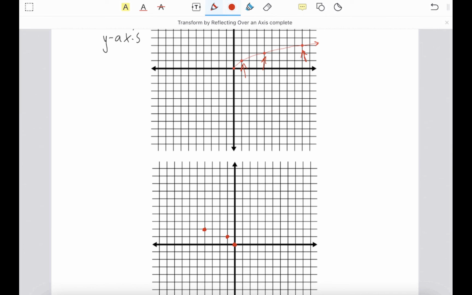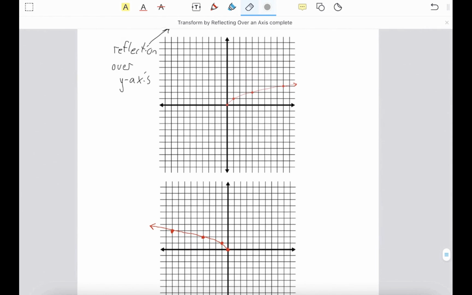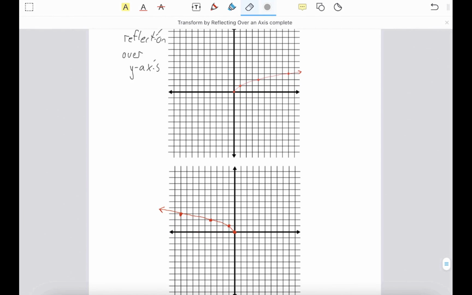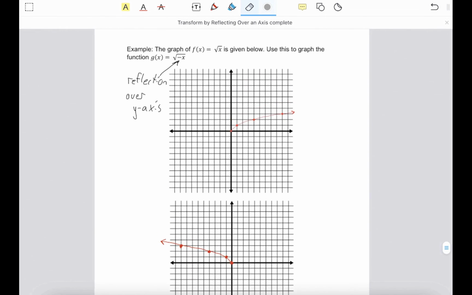And we'll go -9 and up 3. This point right here. Draw a line between them. And that is the graph of the square root of -x. You can see what that does there.